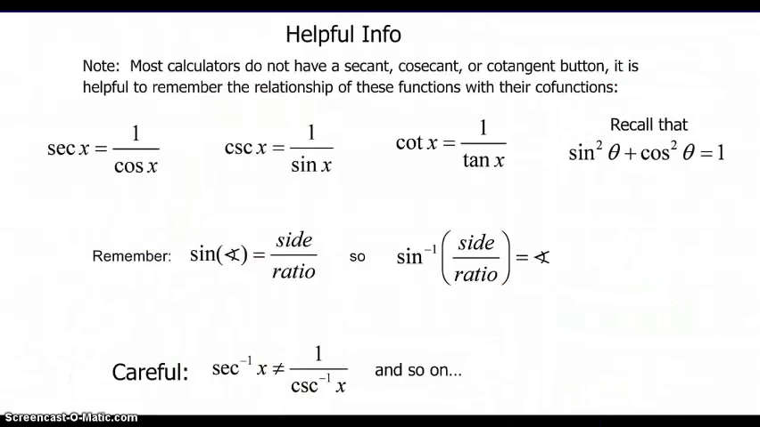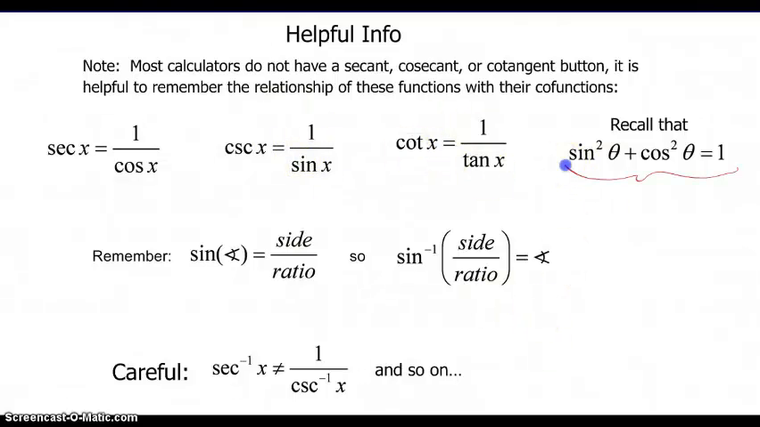All right, so here's some helpful info. You know all this info. Again, this is just kind of a review. Most calculators don't have a secant, cosecant, or cotangent button. So if you need those values, remember these reciprocal relationships. If you need the secant of an angle measure, then in your calculator find the 1 over cosine of that same angle measure. Cosecant is 1 over sine, cotangent is 1 over tangent.